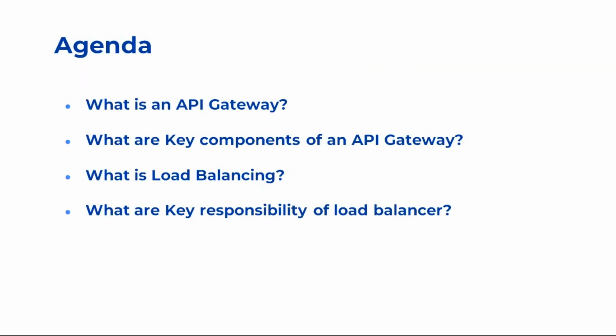Before we dive deeper, here's a quick look at what we'll cover in this video. First, we'll start with what an API gateway is and how it fits into a microservices architecture. Then we'll break down the key components of an API gateway, the parts that make it such a powerful tool. Next, we'll move on to what load balancing is and why it's crucial for distributing traffic efficiently. And finally, we'll discuss the key responsibilities of a load balancer and how it differs from an API gateway in both purpose and design. By the end of this video, you'll have a clear understanding of where each of these components fits and when to use which.